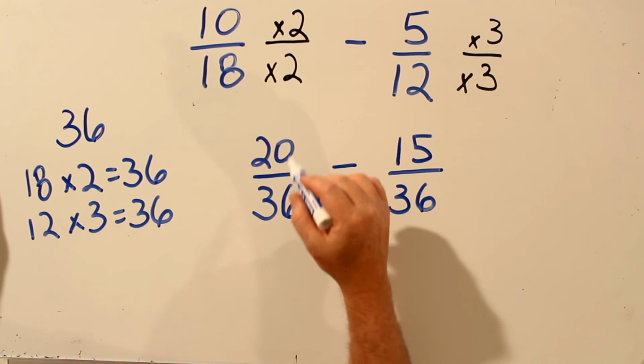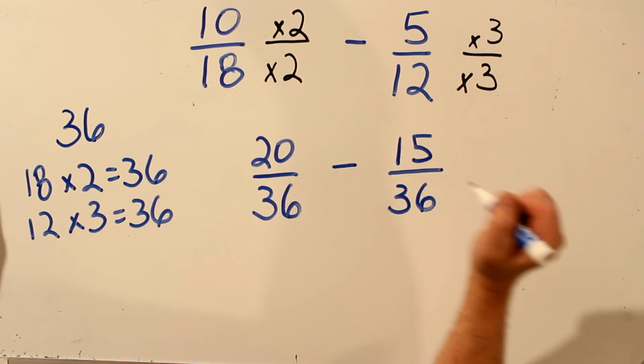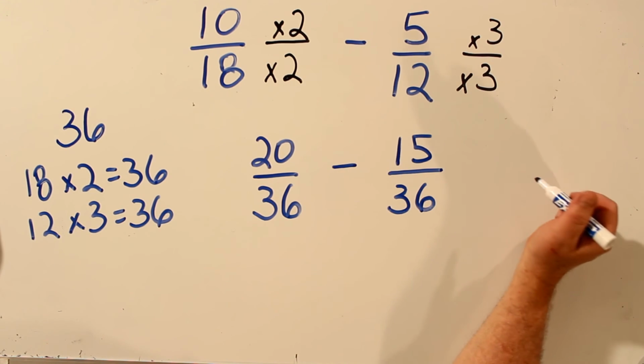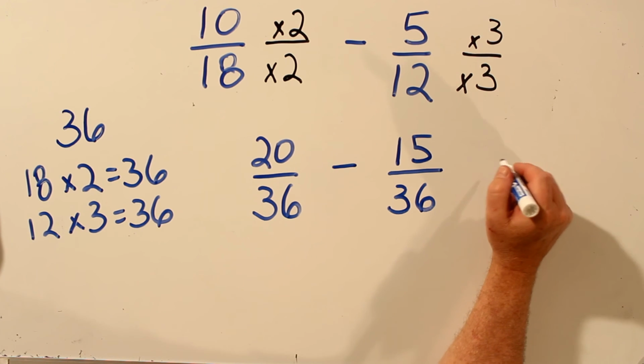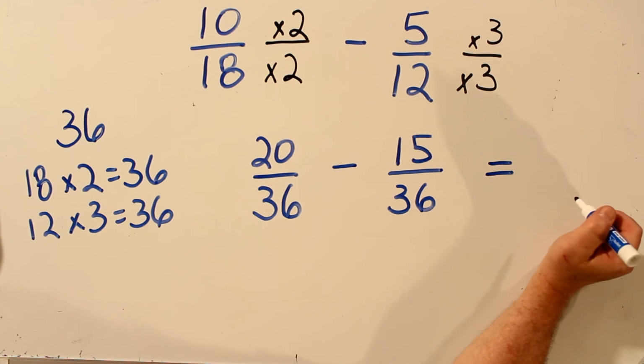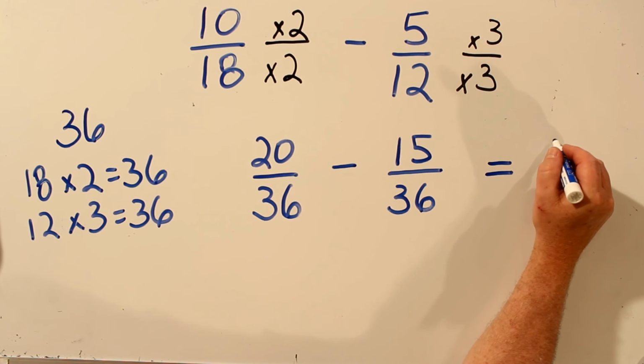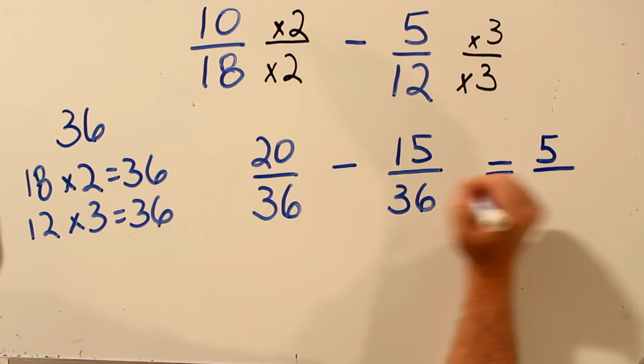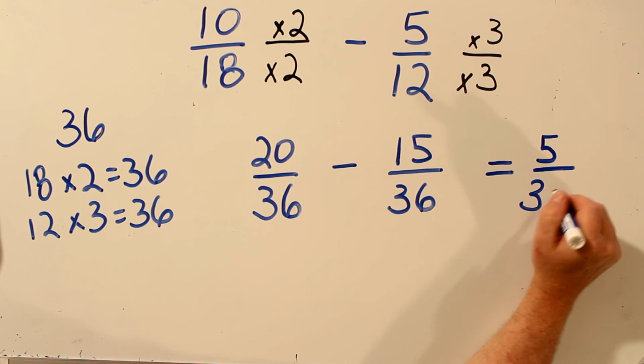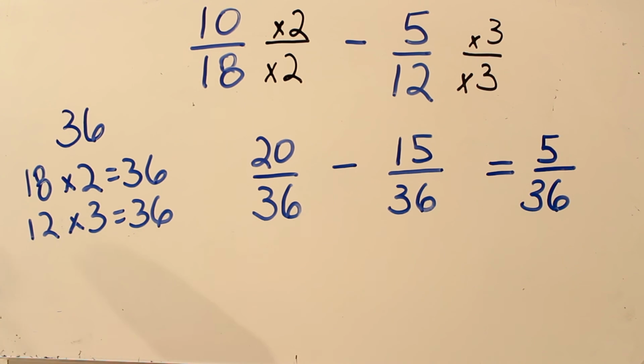Now both fractions have the same value as the original fractions, but they're both over the same number, 36. So we can subtract them. In order to subtract the two fractions, you subtract across the top. 20 minus 15 is 5. And keep the bottom number the same. 5 over 36 is the answer. And that's how you subtract simple fractions.